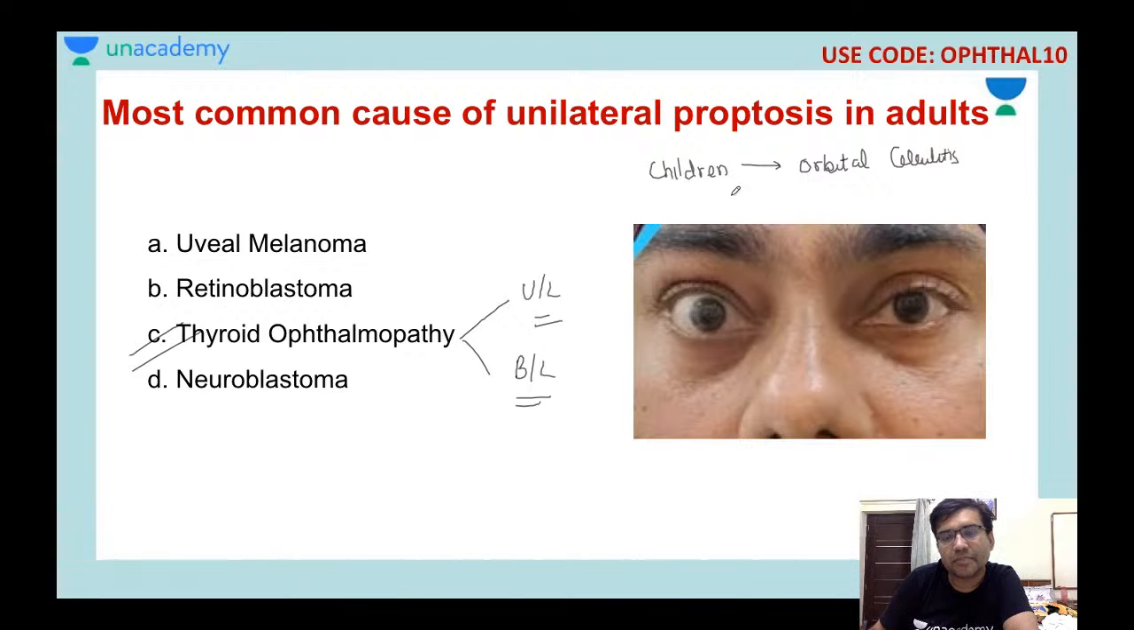If they ask bilateral, then the answer is neuroblastoma. If neuroblastoma is not given in the option, the second option which you can opt for is chloroma.